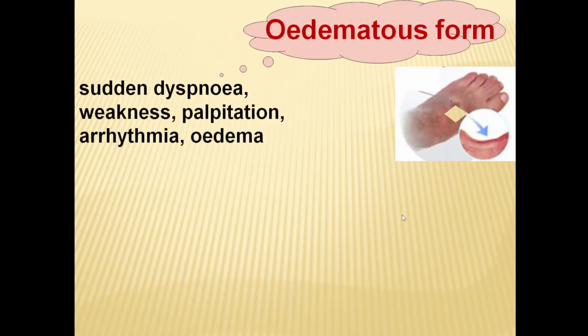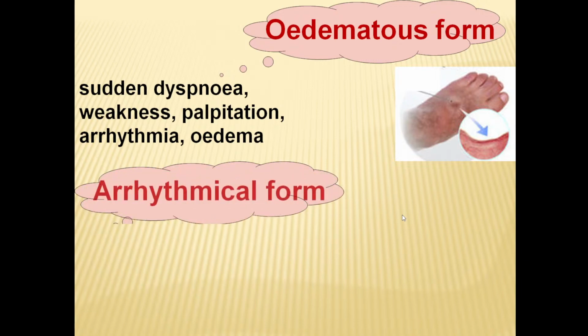Edematous form is also manifested with sudden dyspnea, weakness, palpitation, different types of arrhythmia, and pronounced edema. But it is more characteristic for the patient with preceding long-standing pathology of the heart, who has chronic heart failure, and sometimes due to affection of coronary vessels, together with chronic heart failure, there will be a state of myocardial infarction, which is accompanied by acute heart failure, when the symptoms of heart failure become more pronounced, especially edema.